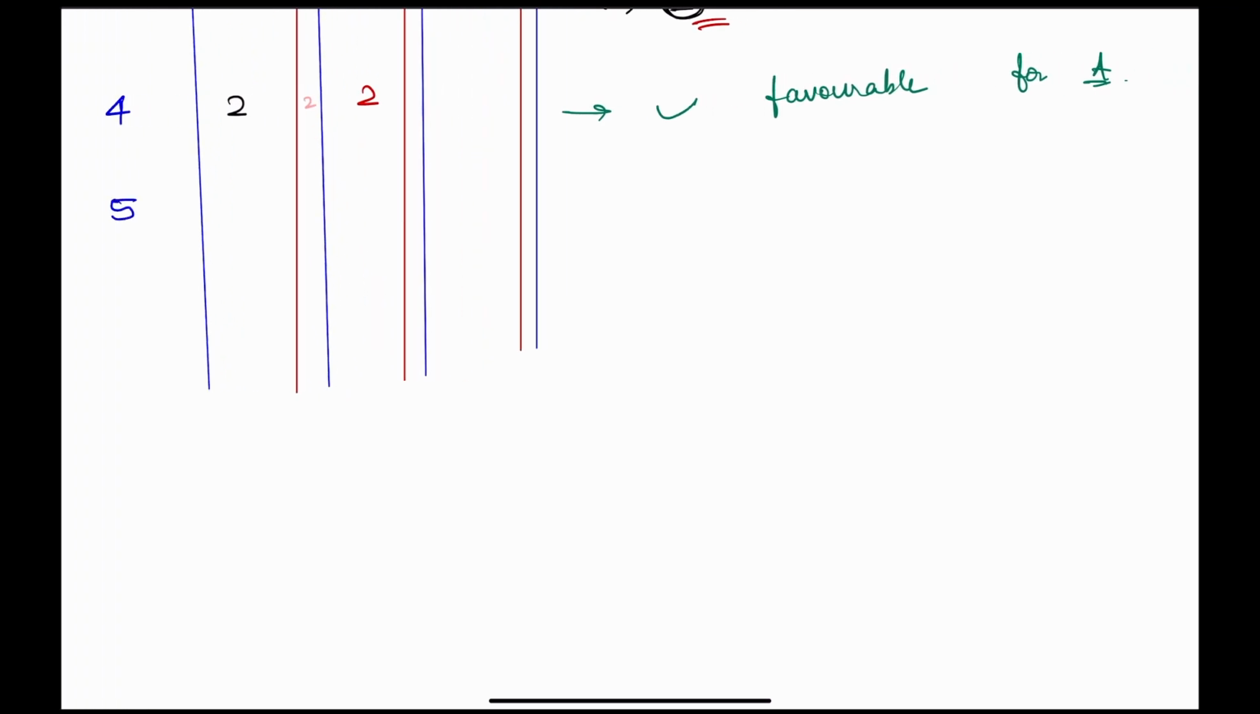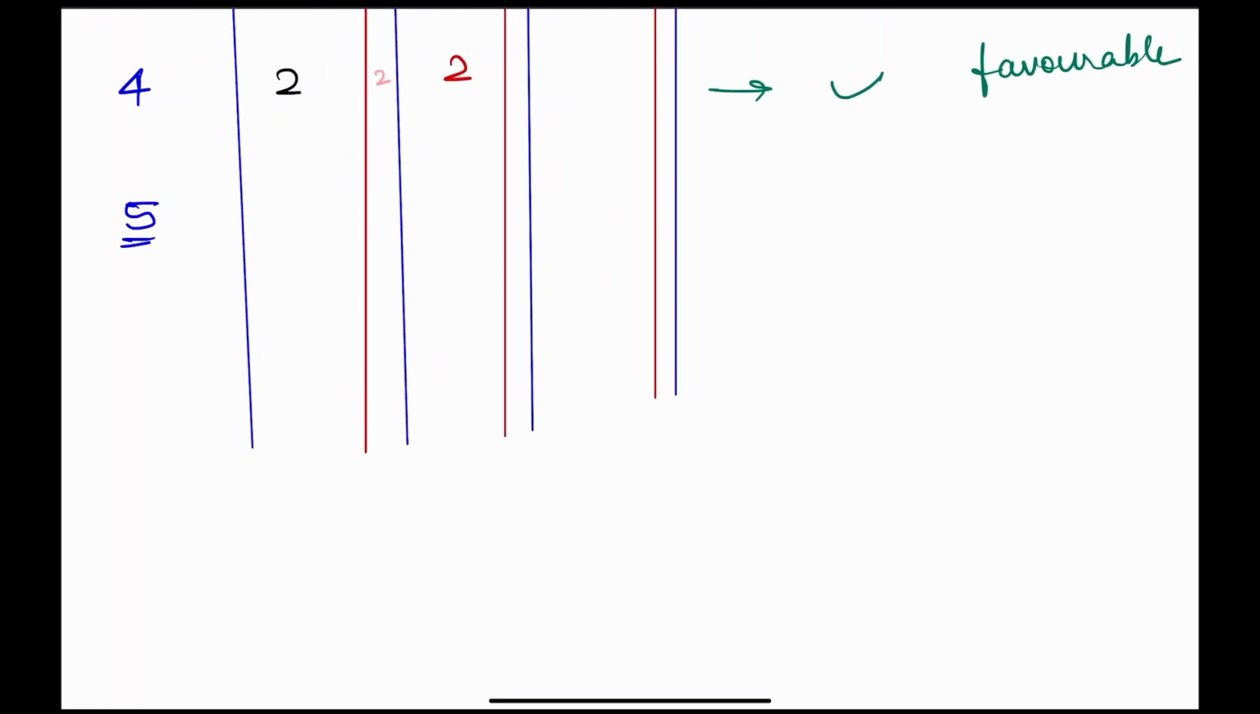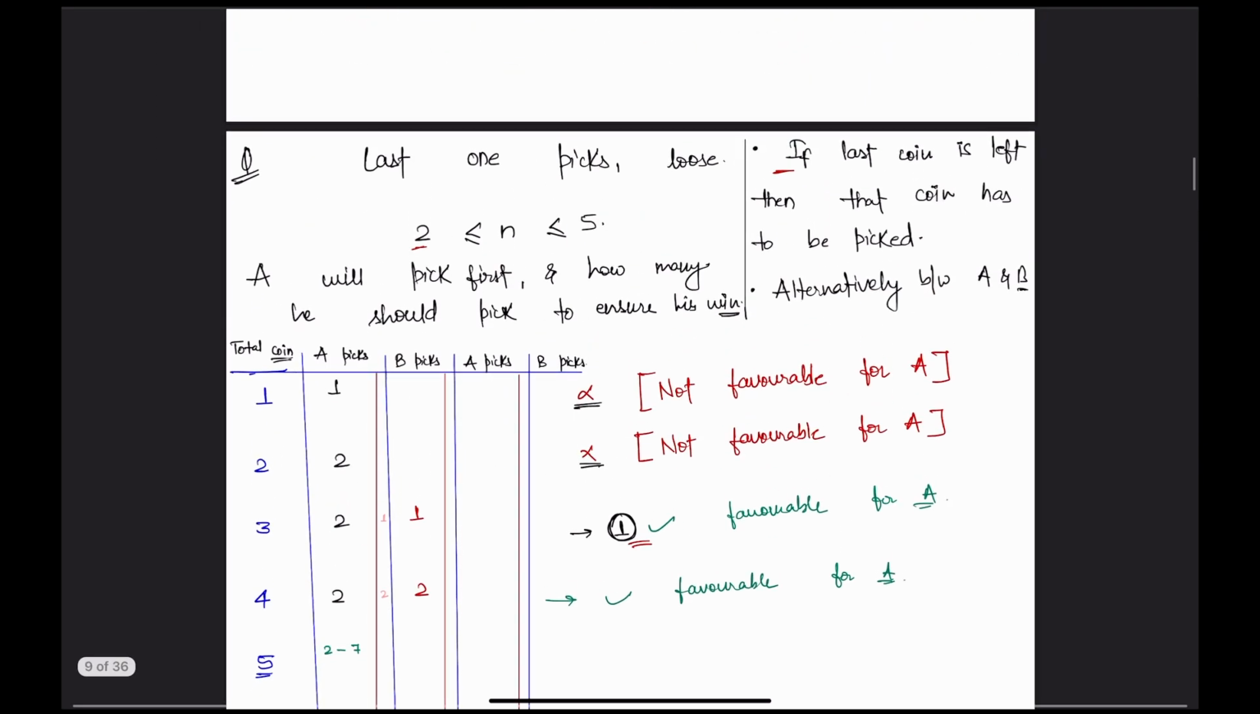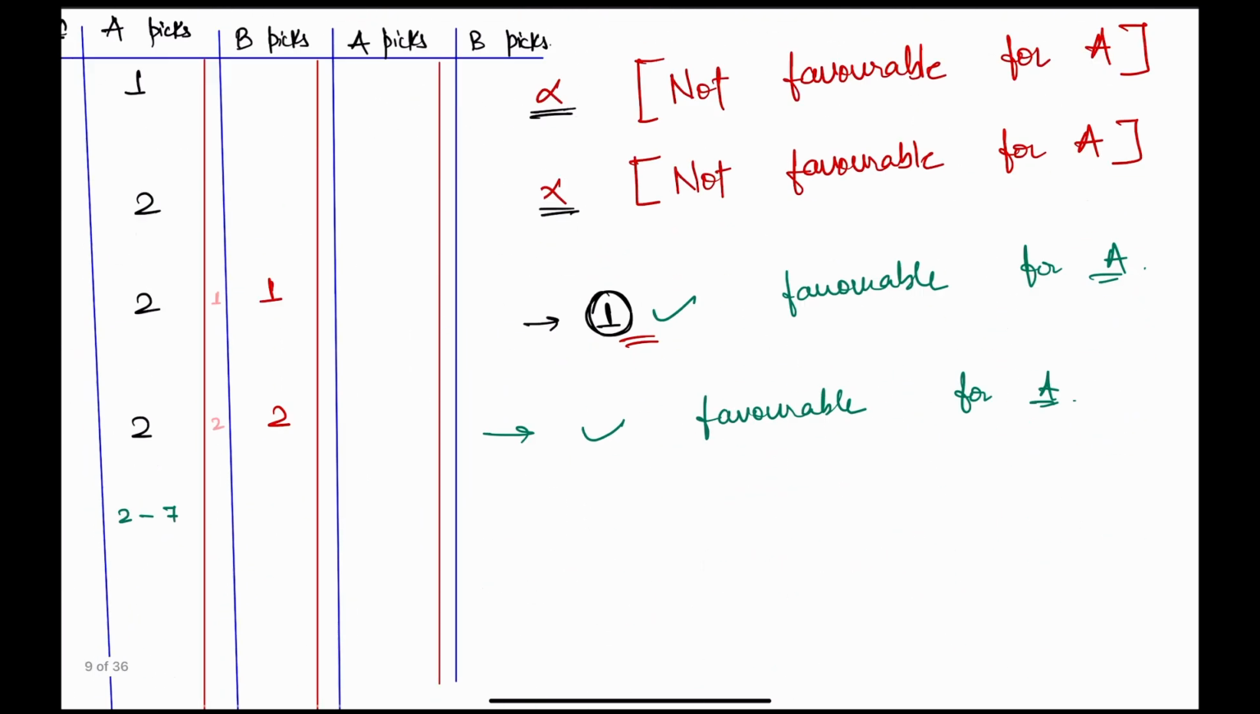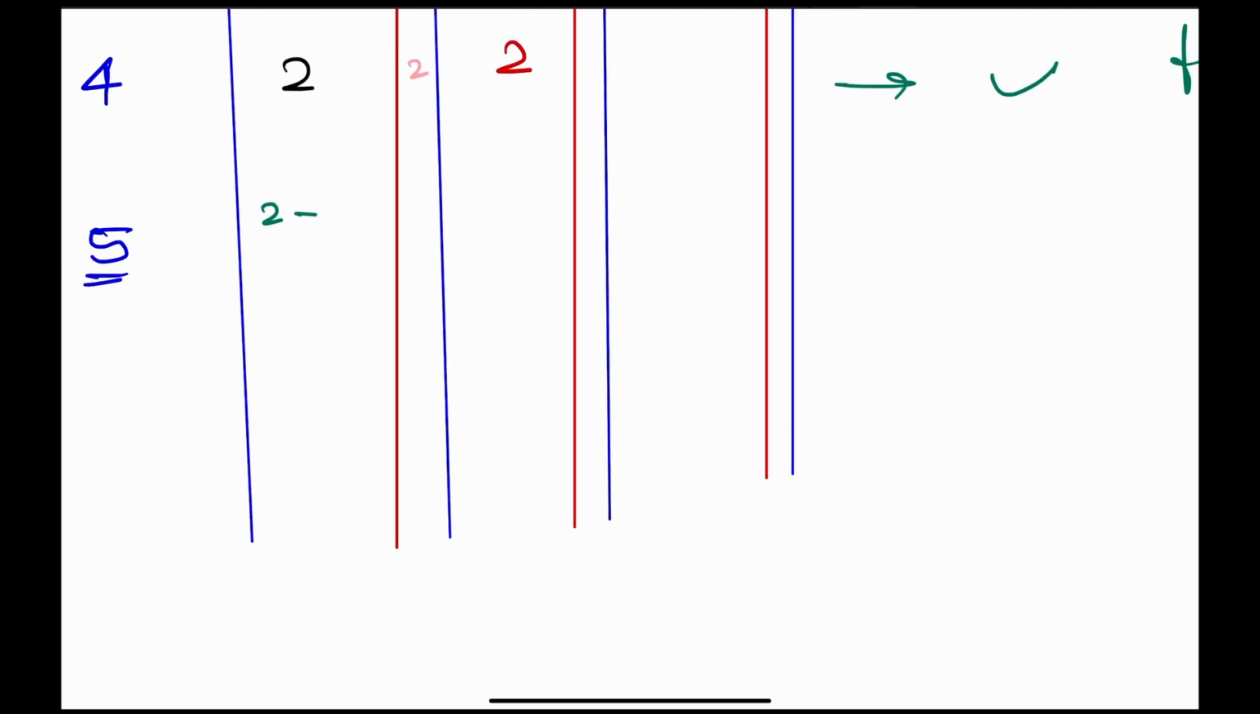Similarly, let's see if this is the same case for 5. What will happen? Our hero always wants to win, so now you have to use your brain. If 5 coins are there, A is smart enough and has the liberty to choose between 2 to 5. If A can choose 2, do you think A will not do it? A is not dumb: he will not choose 2, then B choose 3, and then A choose 1 and lose.